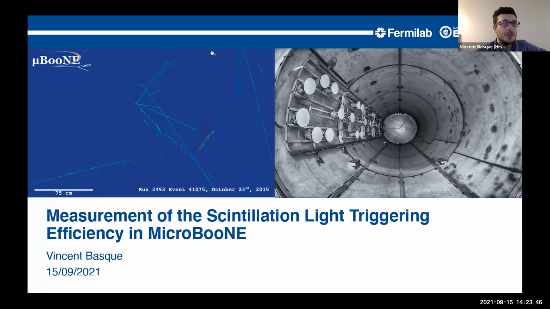Today I'll be talking to you about the measurement of the scintillation light triggering efficiency in MicroBooNE. And here are just two very nice pictures of MicroBooNE. So this is inside the cryostat, and this is one of the events that we see.